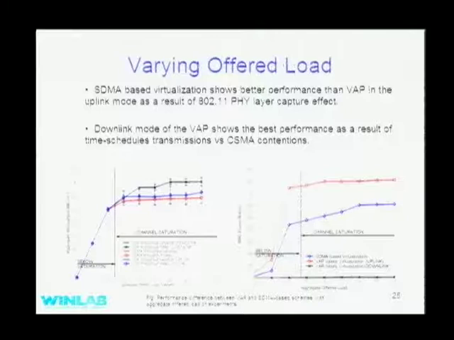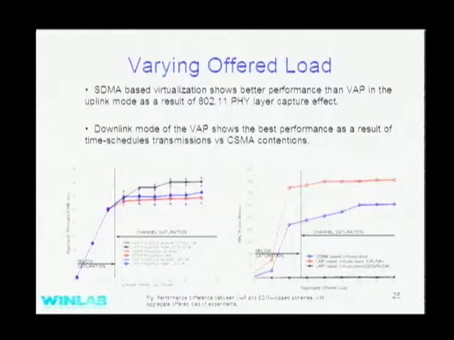The first comparison was with offered load. The blue line shows the VAP curve, and the SDMA curve is the red line. When the channel wasn't saturated, both scenarios gave comparable throughput. However, when the channel was saturated, the SDMA performance, I think it's wrong, it's the other way. This is SDMA.